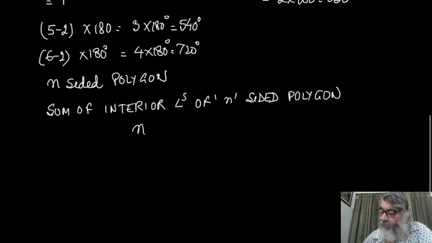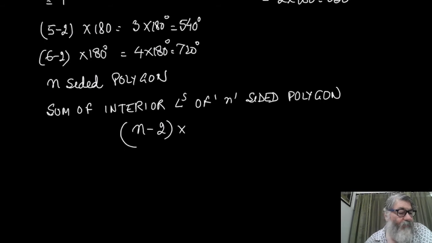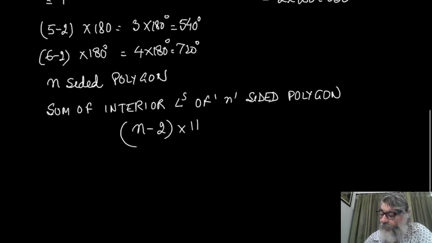Will be n minus 2 into pi, or 180, whatever you want to call it. You can call it pi also, 180 also. This is the general formula for calculating the sum of interior angles of an n-sided polygon. We are generally discussing a regular polygon this time.